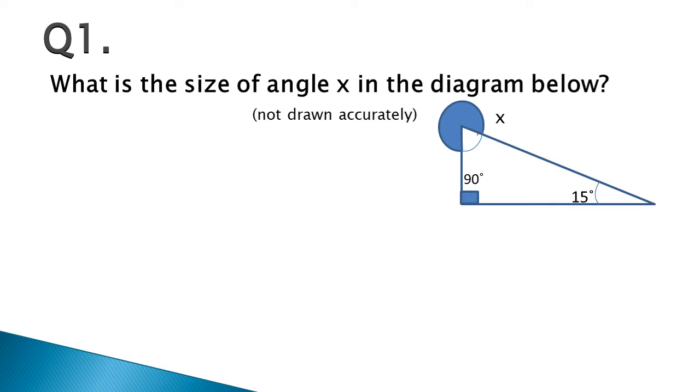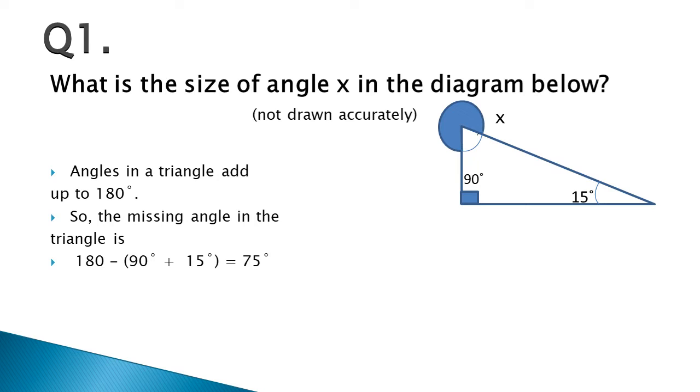And we also know angles in a triangle add up to 180 degrees. So the missing angle in the triangle is, because we have a right angle triangle where one angle is 90 degrees, the second angle we've been given as equal to 15 degrees. So the third angle is, all three angles should add up to 180. Two of them are 90 and 15. If you add 90 and 15, it gives you 105. So 105 taken away from 180 gives you 75 degrees. So the third internal angle of a triangle is equal to 75 degrees.